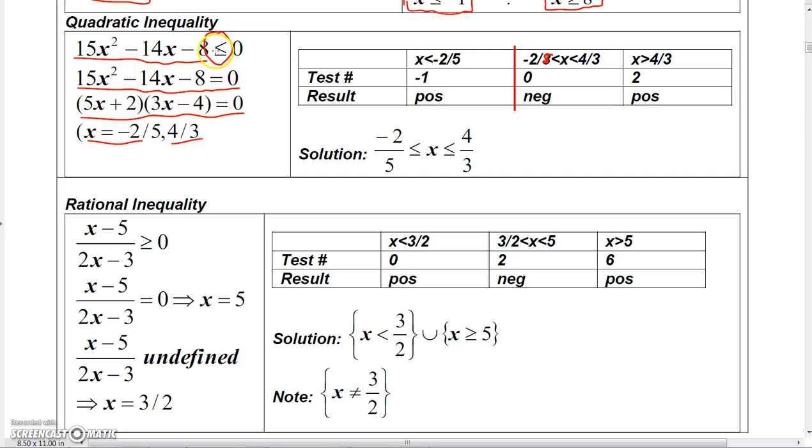Now, negative because what's less than 0 mean? Less than 0 means negative. So I want to know when this expression is negative or 0. Well, we know it's equal to 0 when x is negative 2/5 and 4/3. But where is it negative?